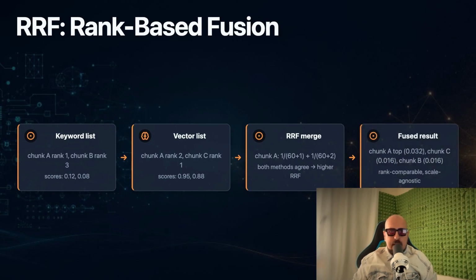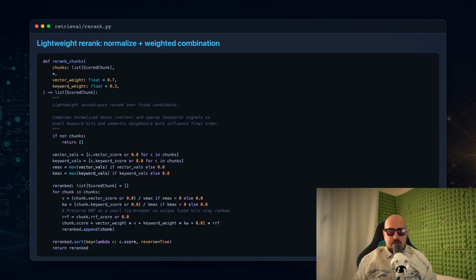RRF works because it ignores raw score magnitudes. Keyword scores and vector scores have different scales, but ranks are comparable. When both methods agree, the RRF score doubles, signaling that both retrieval paths found the chunk relevant. The rerank chunks function applies a lightweight second pass rerank over the fused candidates.